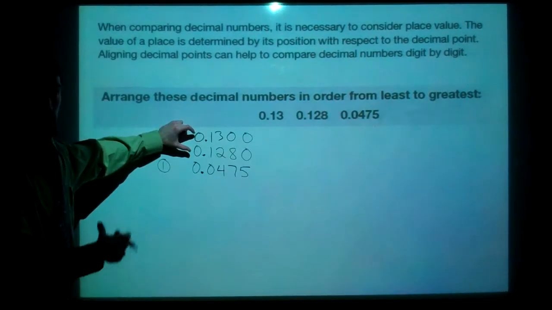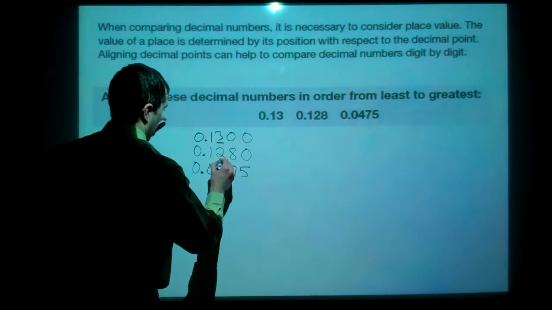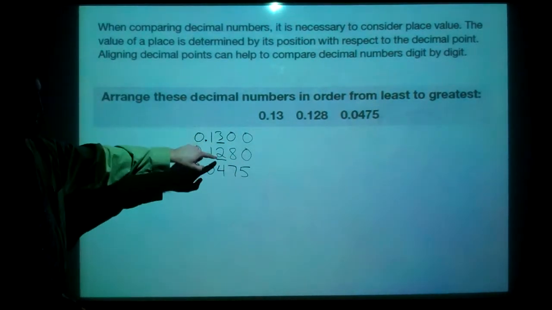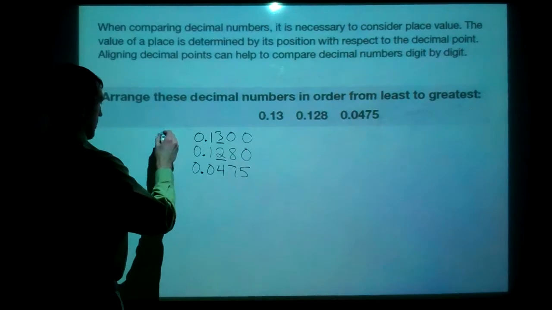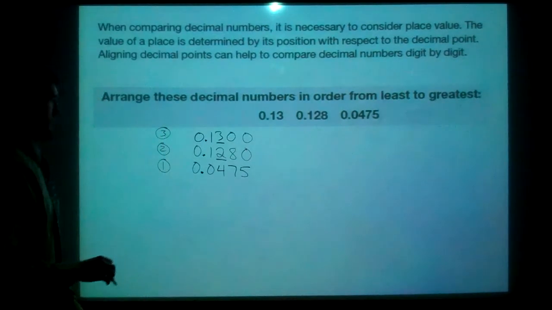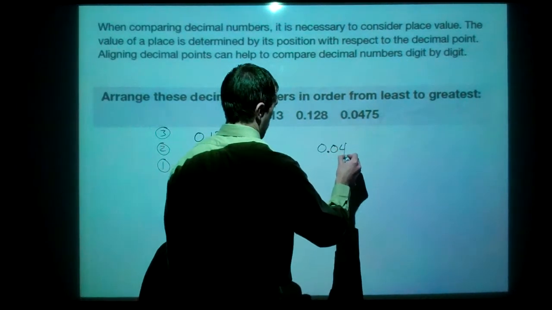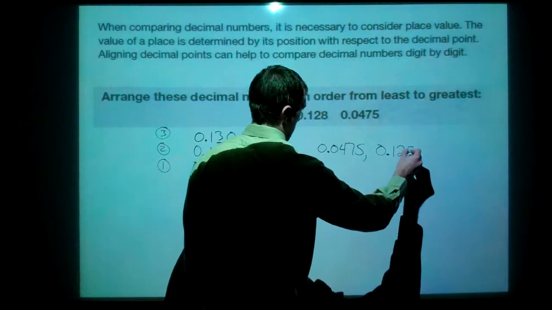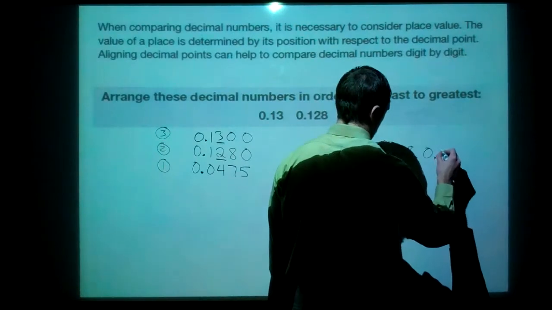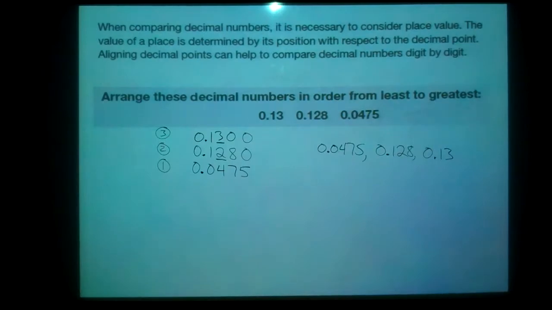These two are the same, so we have to go to the next column, and we're looking for the bigger number. We're looking at 3 and 2, and 3 is bigger than 2, so this is going to be our second biggest, and this should be our third biggest. So if we order those, it should be 0.0475, 0.128, 0.13. So even though 0.13 had the least amount of digits, it's still the bigger number when we look at it via place value.